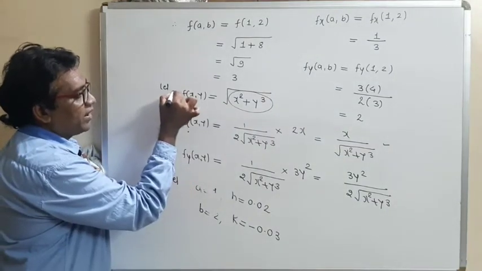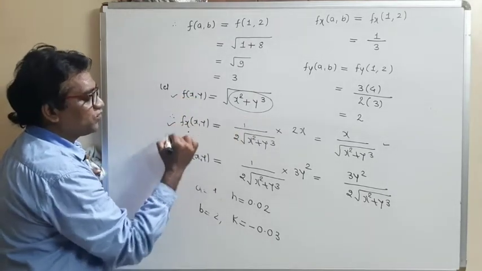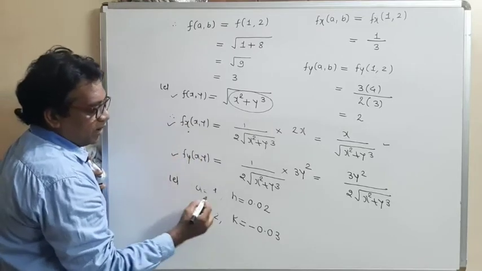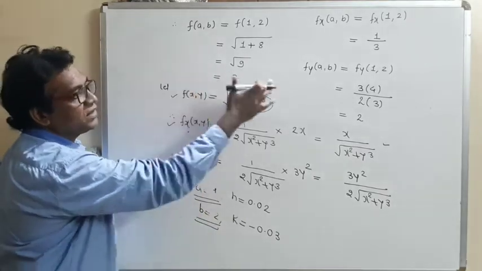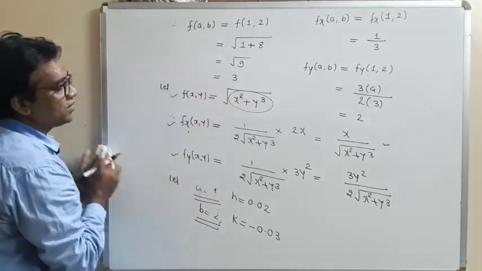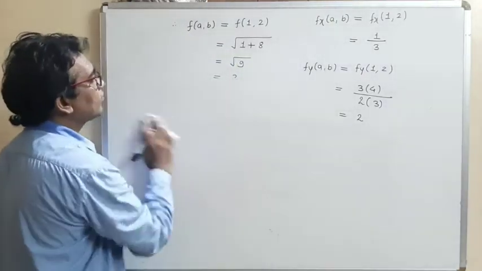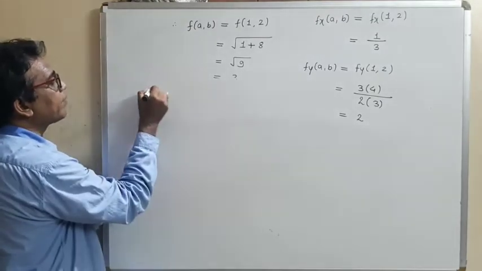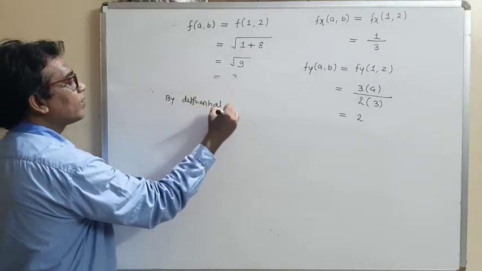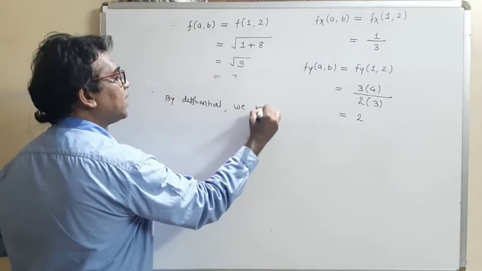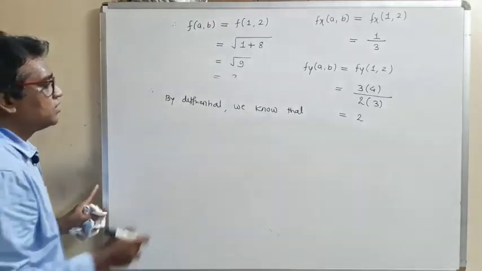So see, first of all, we have taken this function f. From the given function f, we have to find out the functions f x and f y. Let us take these numerical numbers a, h, b and k and find out these three functional values. Now let us use the differential formula. So write down the formula. By differential, we know that.